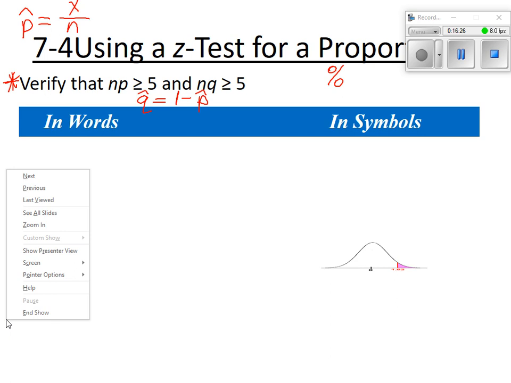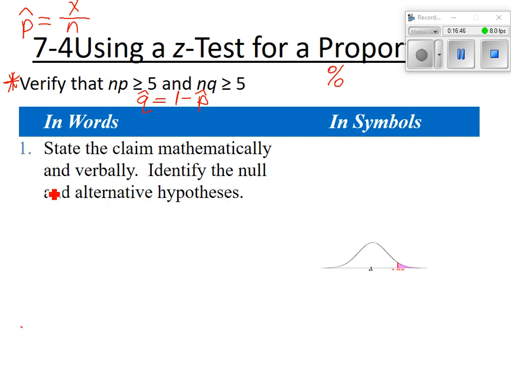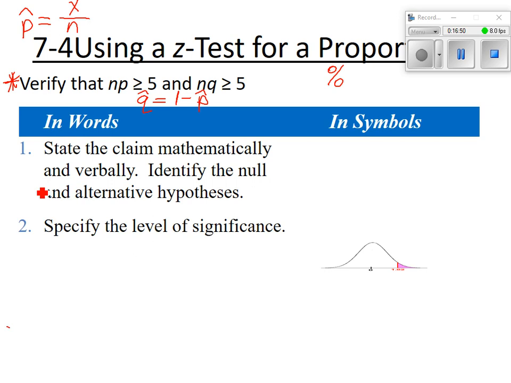But then, for it to fit all this stuff that we're doing, n times p has to be greater than or equal to 5, n times q has to be greater than or equal to 5. How many problems do you think I put on the test that they're not greater than or equal to 5? Probably none, because then you wouldn't have any work to do. You'd just say, hey, this won't work. Come on, man. Thought you liked this.